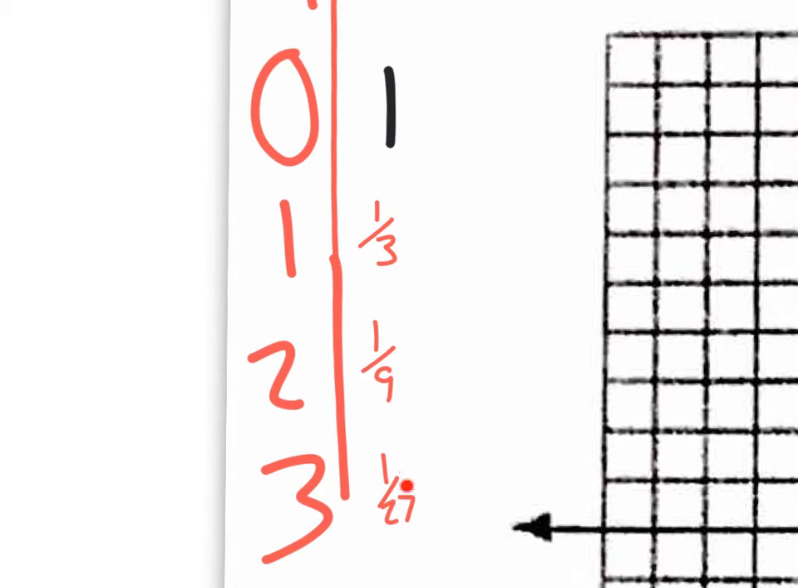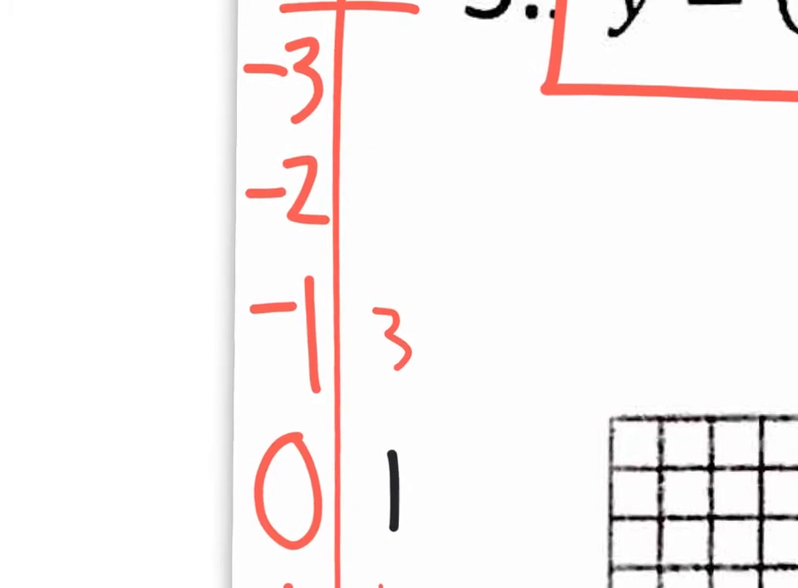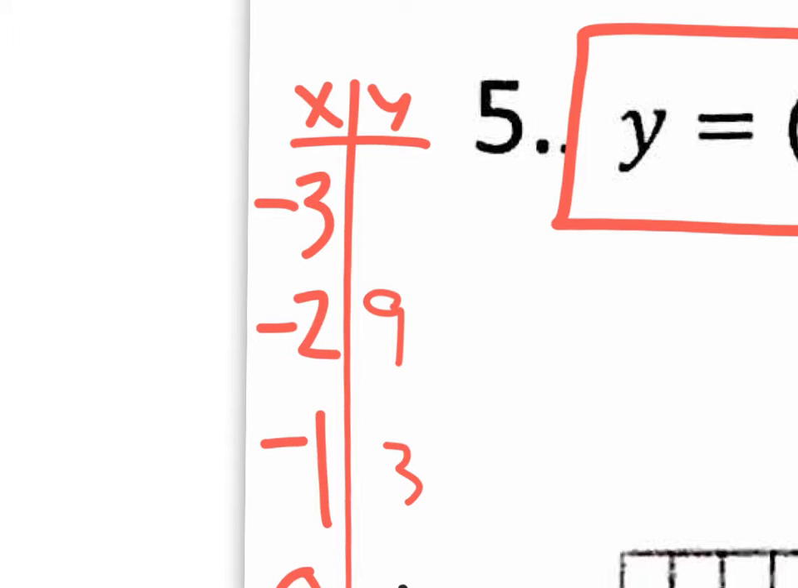Going backwards, it would grow by the opposite of decaying by 1/3, which is really dividing by 1/3, which is really multiplying by 3. So 1/27 times 3 is 3/27, which reduces down to 1/9. Times 3 is 3/9, which reduces down to 1/3. Times 3 is 3/3, which reduces down to 1. Times 3 is 3. Times 3 is 9. And times 3 would be 27, which is already off the graph, so we don't need it.